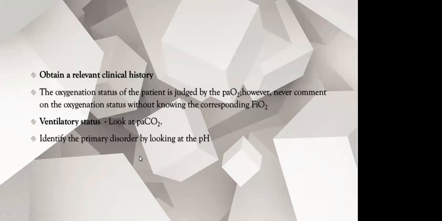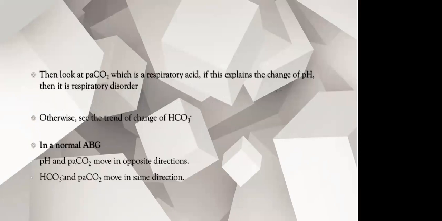And we need to identify the primary disorder by looking at the pH. Whenever there is low pH, that indicates acidosis, and whenever there is high pH, that indicates alkalosis. After looking at the pH, the second thing we have to do is look at the partial pressure of carbon dioxide. This is a respiratory acid, and if it explains the change of pH, then it is a respiratory disorder. Otherwise, we have to look at the bicarbonate level.